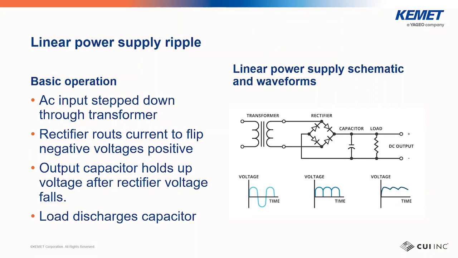Finally, a large capacitor is placed across the output to hold the output voltage at the peak rectified voltage. The load will then discharge this capacitor and create a ripple on the output, as you can see on the graph to the right. Because the capacitor is across the output, the ripple voltage is the output capacitor voltage, so much of the conversation will center around this capacitor.